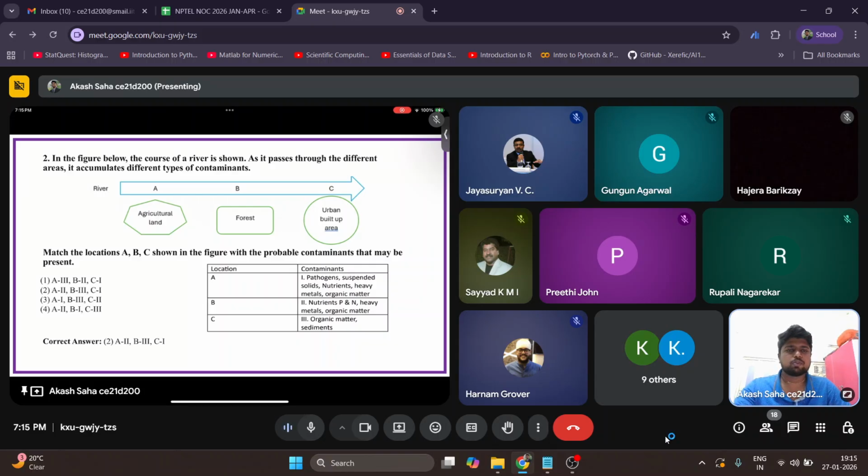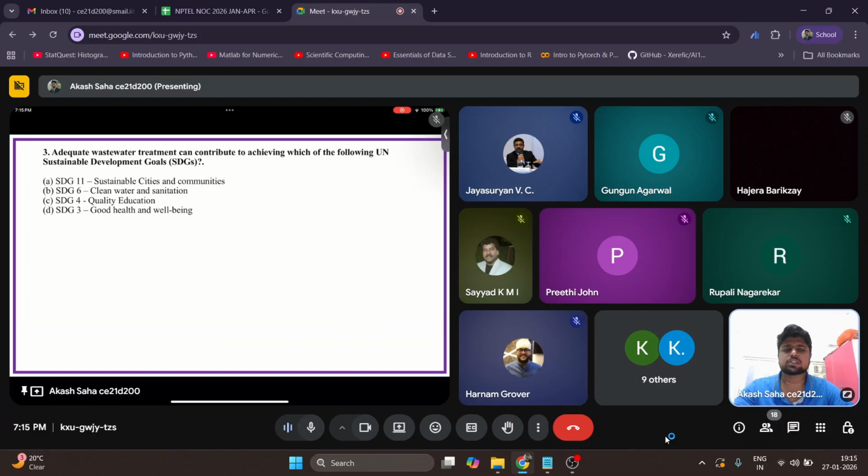We'll move forward. Next question. It says that adequate wastewater treatment can contribute to achieving which of the following UN Sustainable Development Goals, or SDGs. SDG 11, Sustainable Cities and Communities; SDG 6, Clean Water and Sanitation; 4, Quality Education; and 3, Good Health and Well-being. So which of the following is the correct answer here?